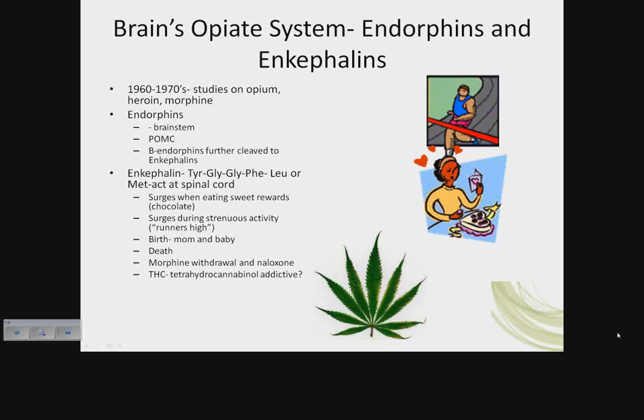About a dozen such opiate-like substances have now been found at different points of the nervous system. All are breakdown products of three main protein molecules, three main ones: pro-opiomelanocortin, or POMC, pro-enkephalin, and pro-dynorphin. Among the more important of these opiate-like substances are beta-endorphin, met-enkephalin, leu-enkephalin, and dynorphin.